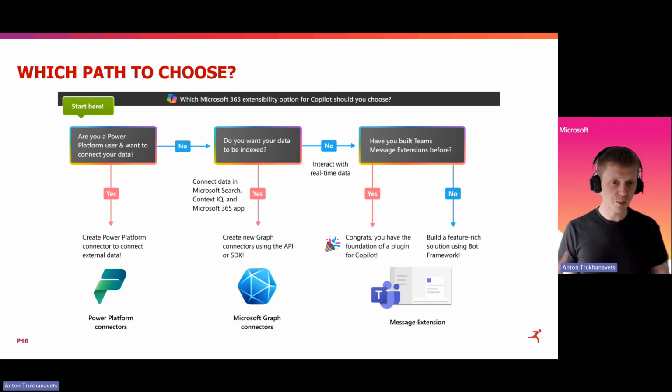And this could be a combination of a Graph Connector, which is making data indexable, and a plugin, which actually gives you the ability to execute an action against Azure DevOps. So you can have both for one system. It will not overlap. If your description of a plugin is pretty clear, Copilot will understand what to do when.